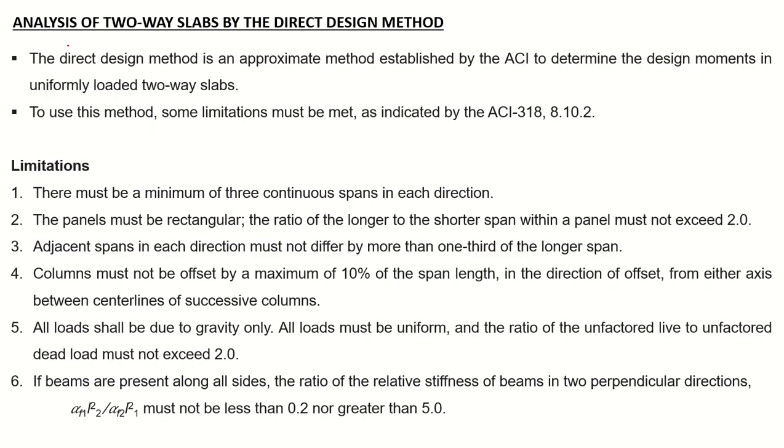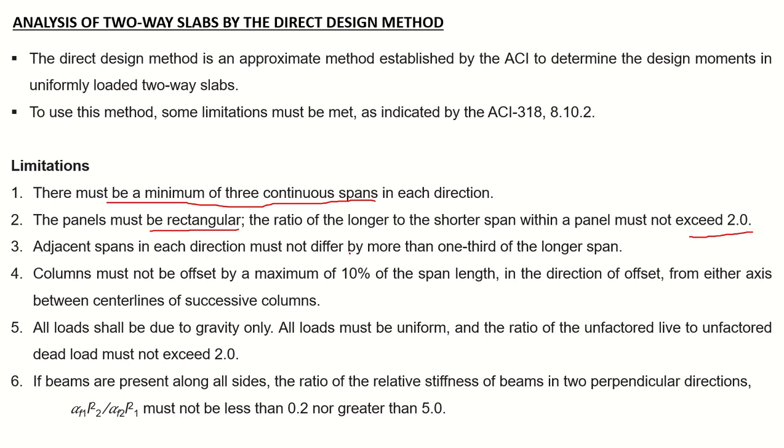Okay, so starting the lecture, analysis of two-way slab by the direct design method. The direct design method is an approximate method established by ACI to determine the design moments in uniformly loaded two-way slabs. To use this method there are some limitations. Number one, there must be a minimum of 3 continuous spans. The panels must be rectangular, and the ratio of the longer to the shorter span within a panel must not exceed 2, which is the requirement of a two-way slab.